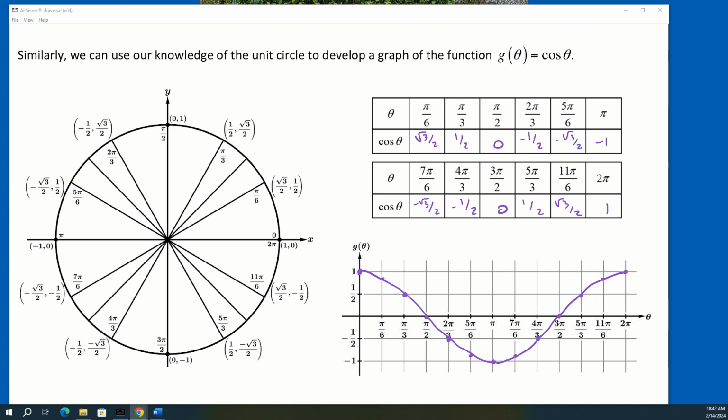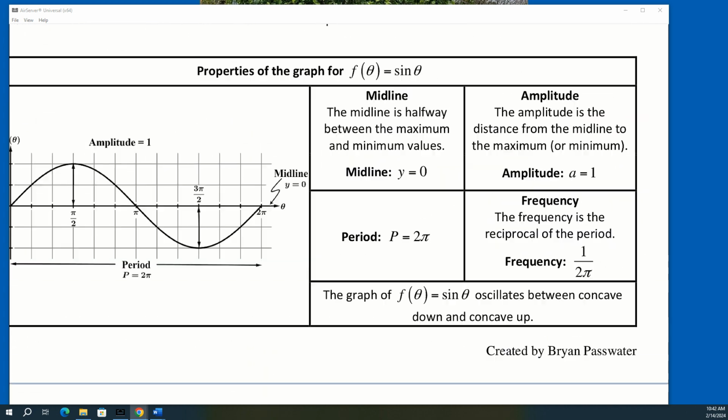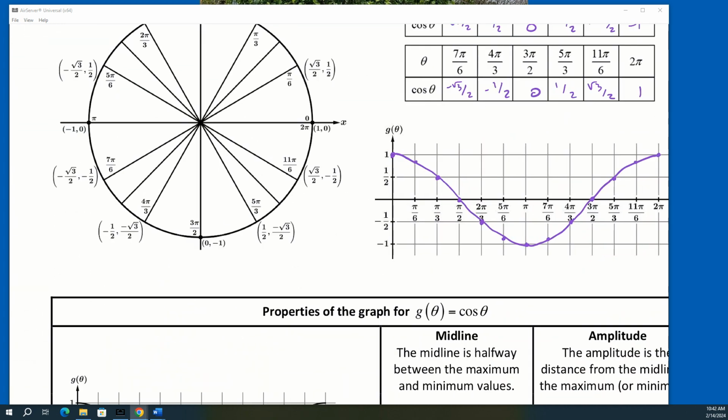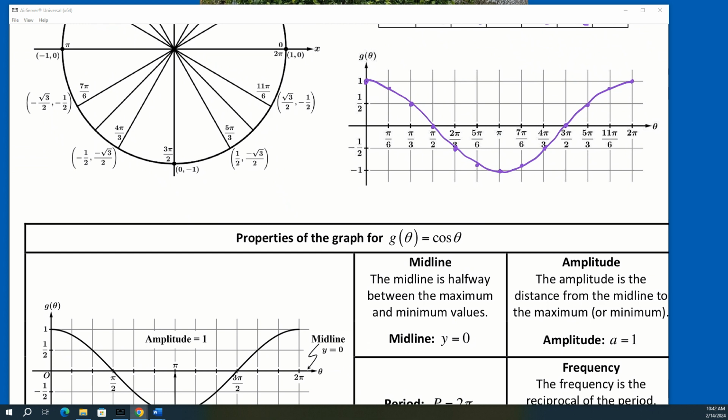It looks similar to the sine. It's just a different portion of the graph. I try to help my students remember which is which. I say that the cosine graph reminds me of Texas Longhorns. That's the shape, that's what it reminds me of.